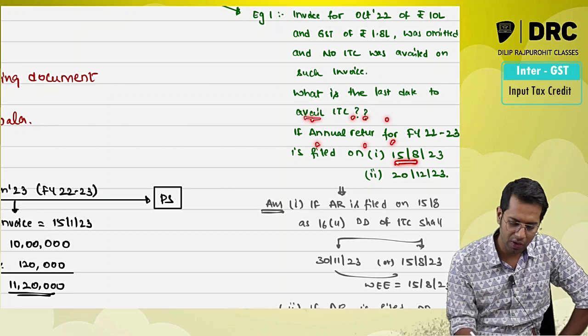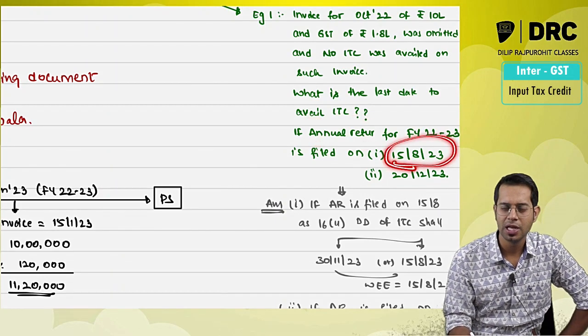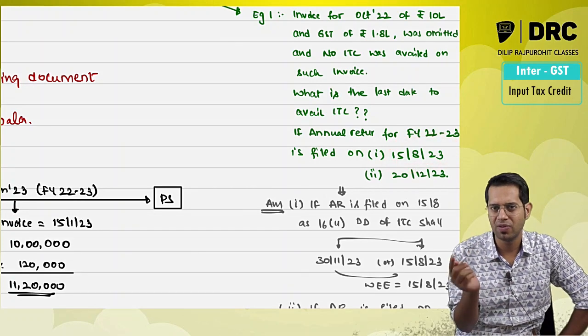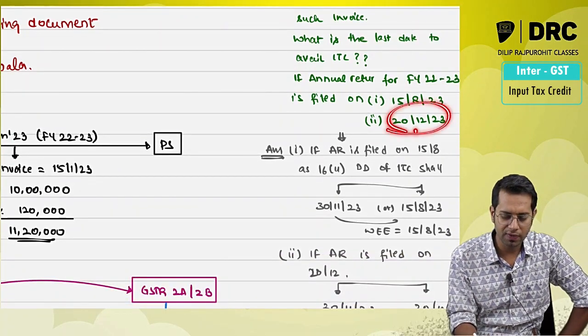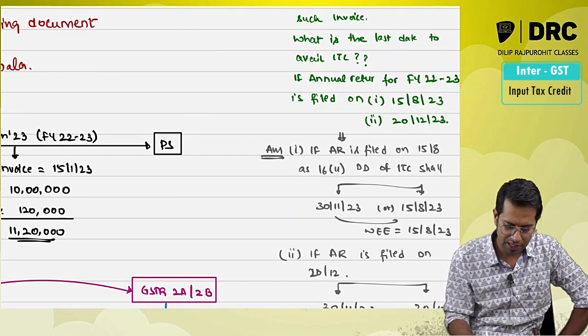If the annual return is filed on 15th of August, then 15th of August or 30th November, whichever is earlier. However, if the annual return is filed on 20th of December, then 30th November or 20th of December, whichever is earlier.